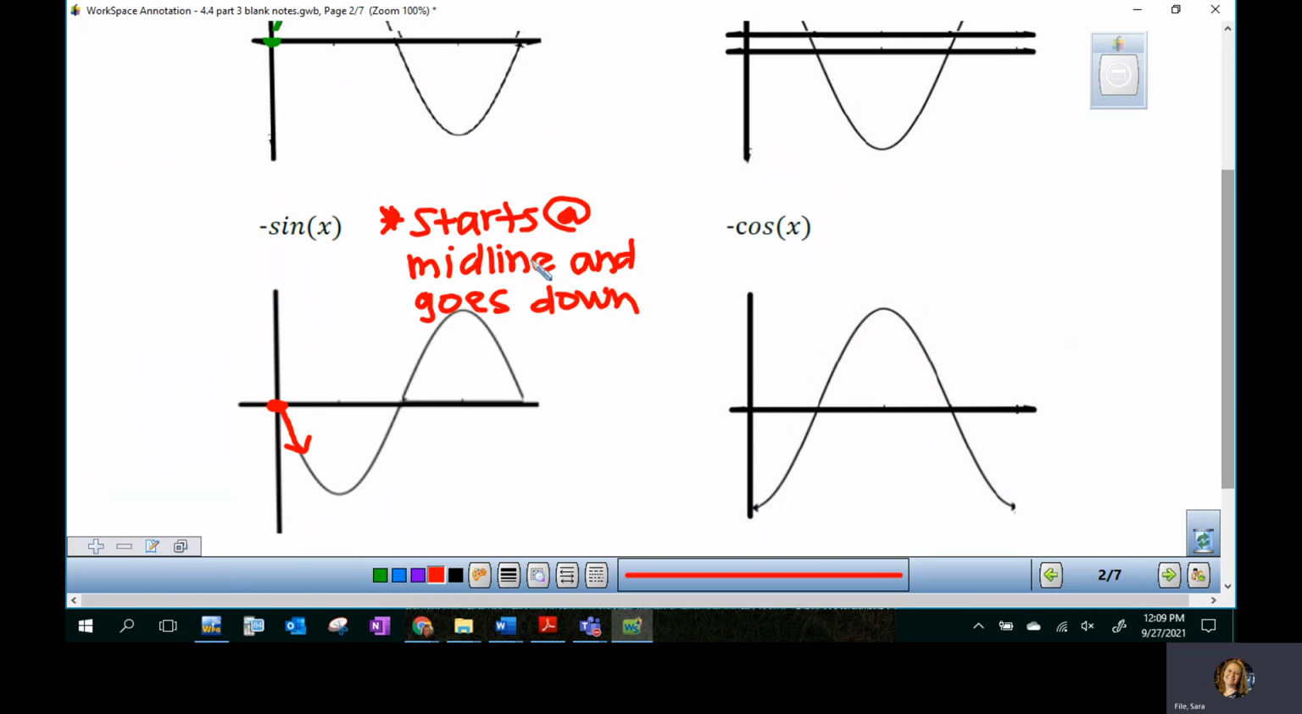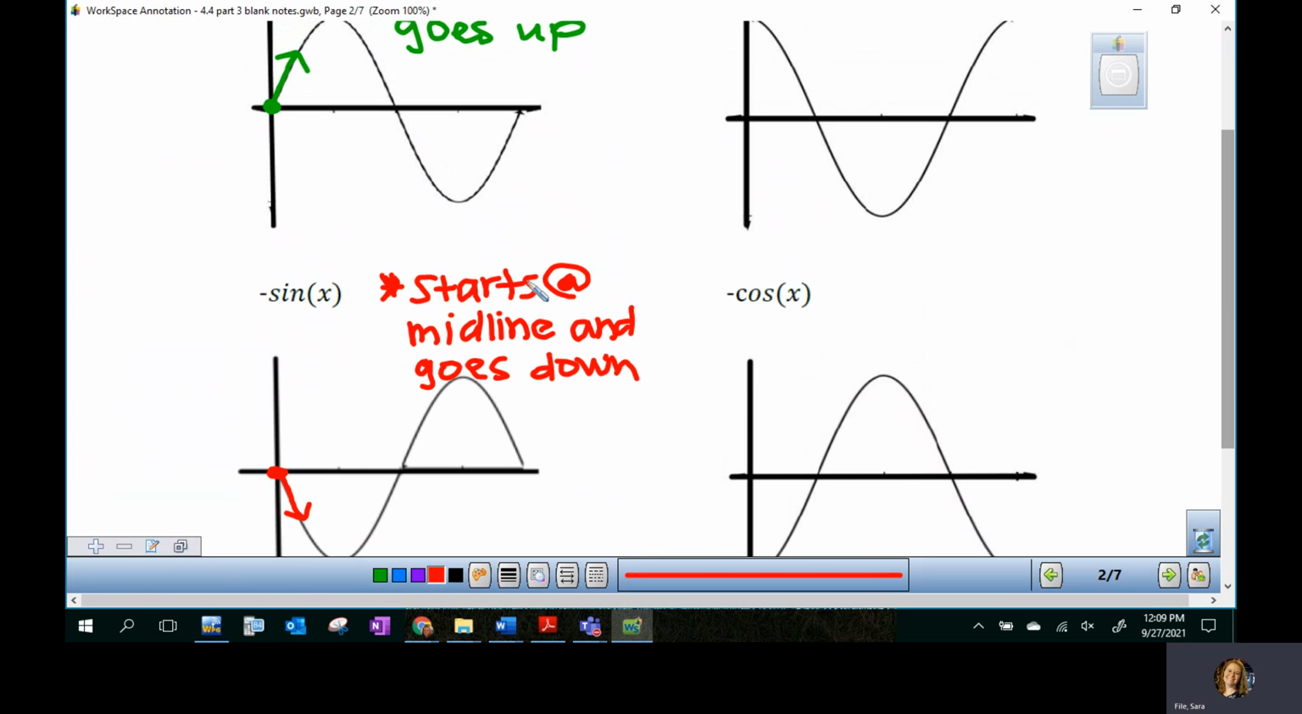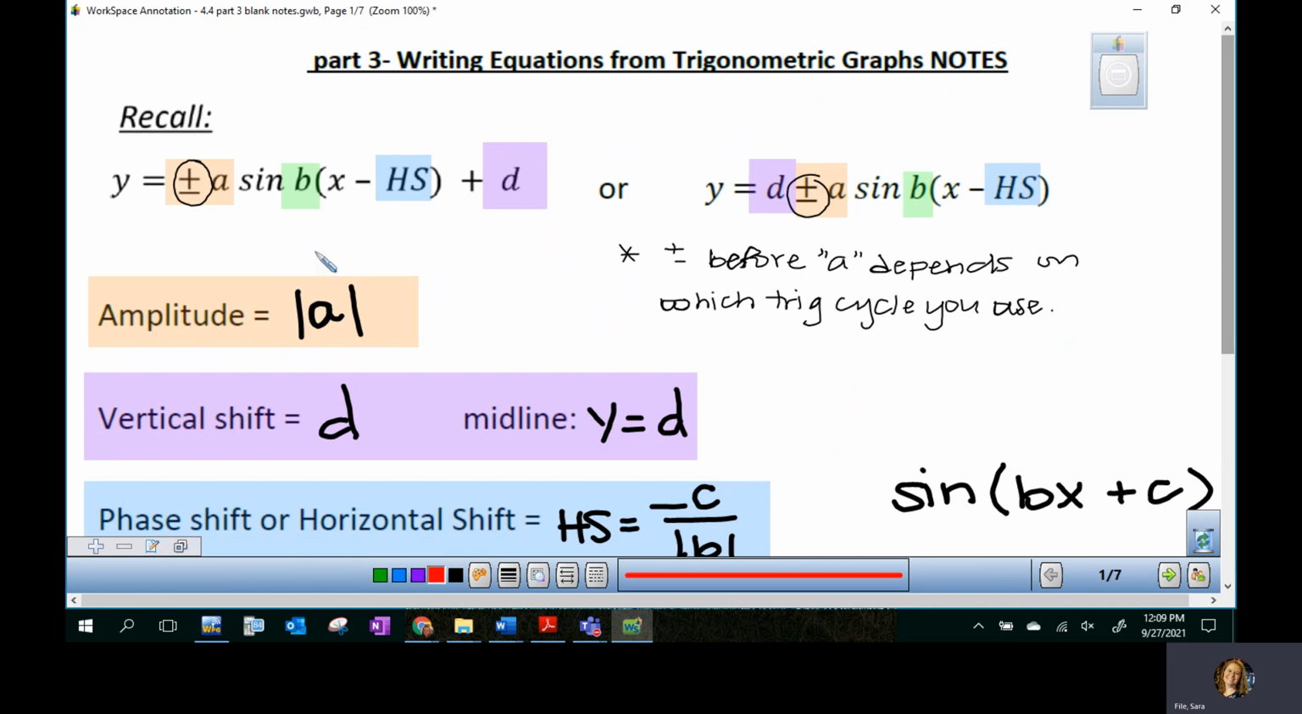So do you get the difference in sine versus negative sine? In that equation, if the graph that I'm looking at starts at the midline and goes up, I would use a plus here, a positive. But if it starts at the midline and goes down, that's when I would put a negative in front of the a. Does that make sense?